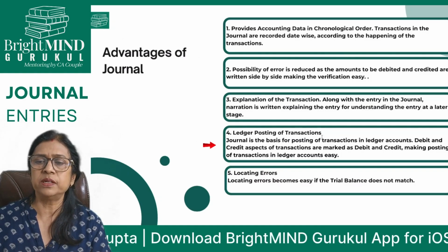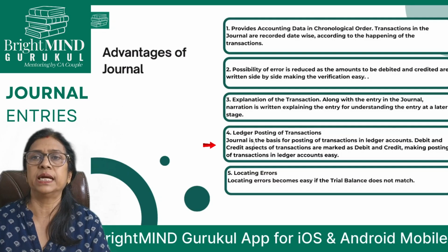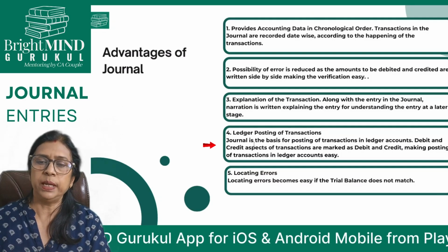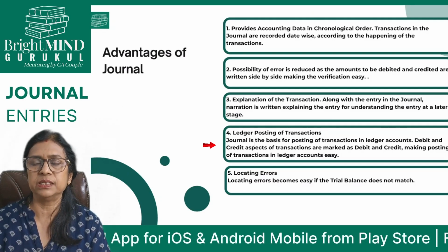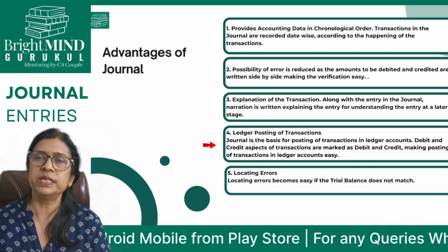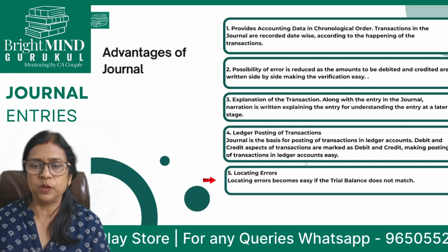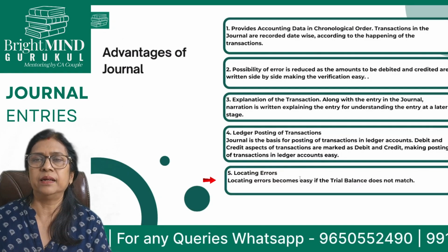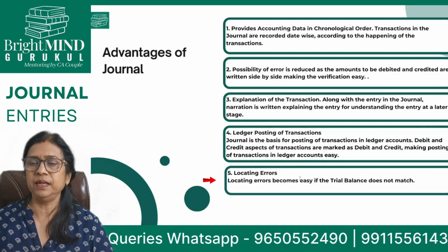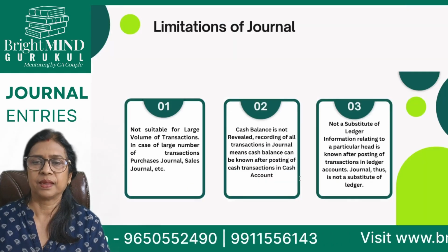Fourth is ledger posting of the transaction. So journal is the basis for posting of transactions in the ledger accounts. So debit and credit aspects of a transaction are marked, making posting in the ledger easy. Then location of error also becomes easy. And finally a trial balance is made, and the trial balance has to match also.